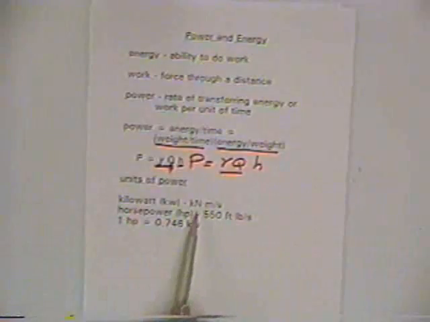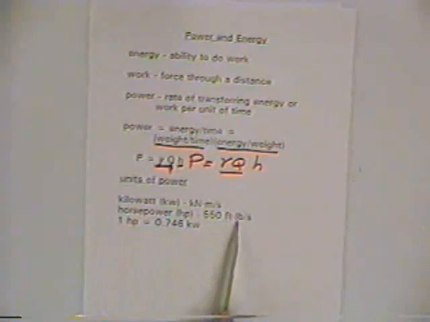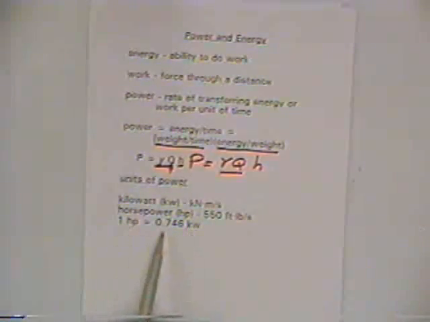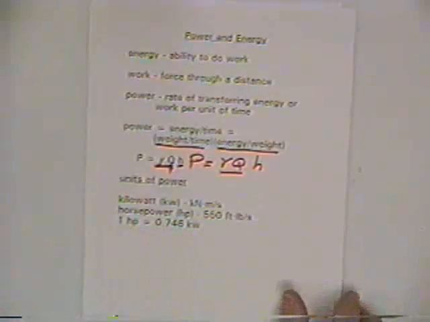And in the metric system, we use the kilowatt, and so energy would be a kilonewton times meter, but this is a rate, so it's kilonewton times meter per second, and that's termed a kilowatt. In the English system, we use the horsepower, and a horsepower is 550 foot-pounds per second. And so the conversion between English and metric is 1 horsepower is 0.746 kilowatts. So there's the power equation.